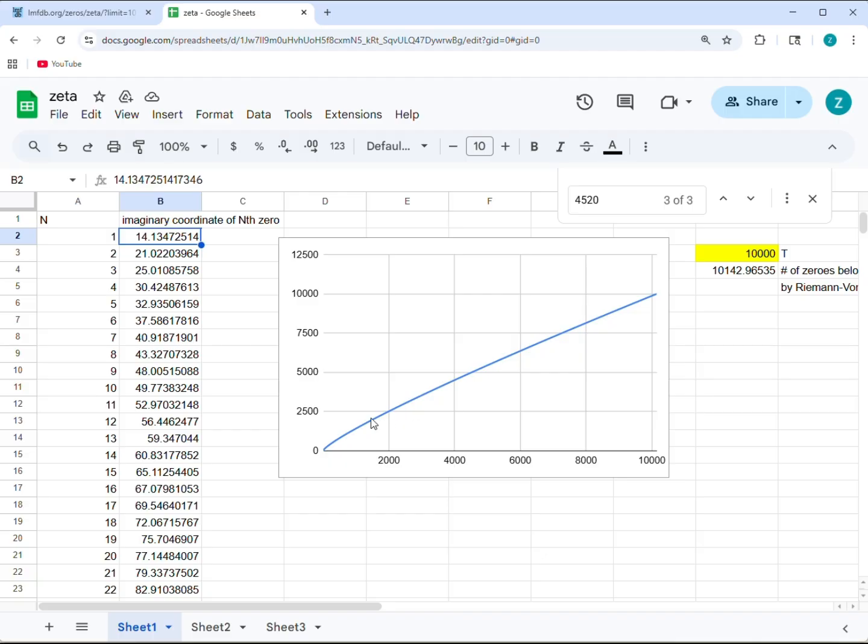And I just plotted a graph of n on the bottom versus the imaginary coordinate of the nth zero on the top. And you can see it looks kind of linear here, but you can see the slope was higher at the start and slowed down.